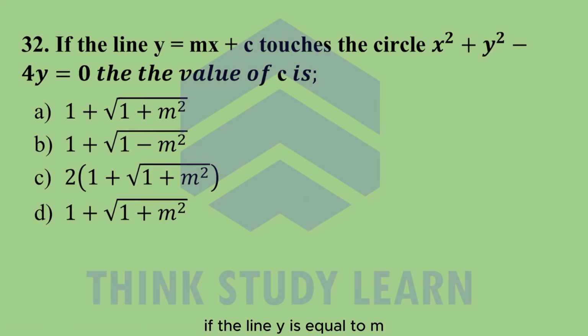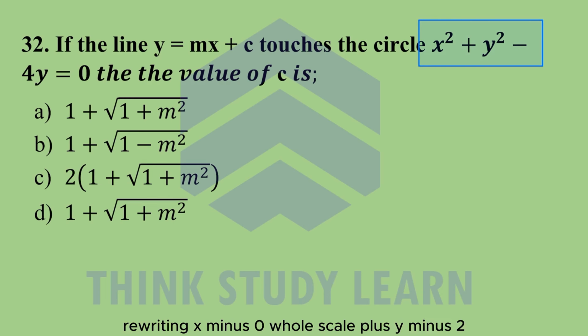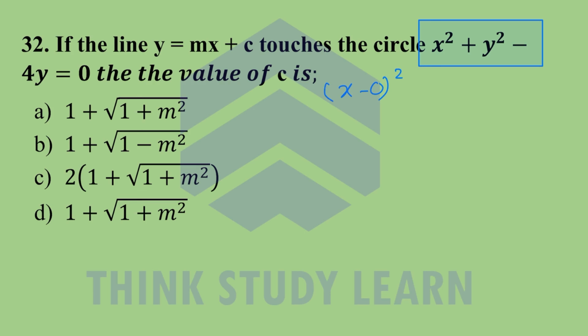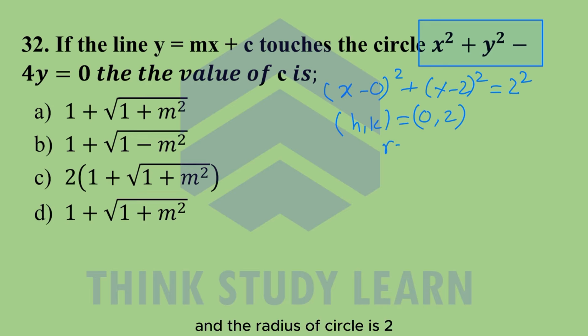If the line y is equal to mx plus c touches the circle x square plus y square minus 4y is equal to 0, then we have to find the value of c. So to find the value of c, first we will rewrite the equation of the circle in its standard form. Rewriting, x minus 0 whole square plus y minus 2 whole square is equal to 2 square. So here this is the standard form of the circle equation. So h and k are 0 and 2, so this is the center of the circle and the radius of the circle is 2.